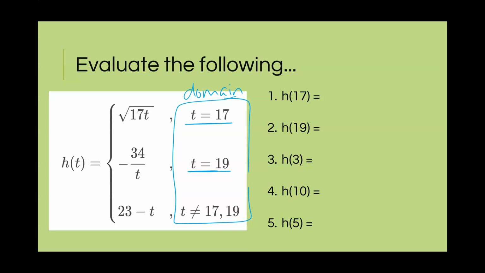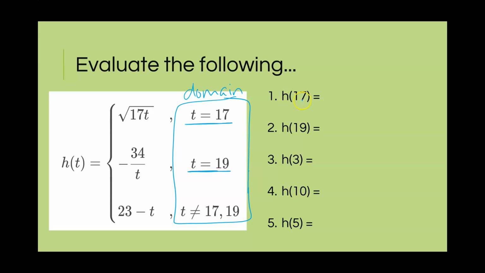Now the last one says that t cannot be 17 or 19. So that means that t can be any number in the universe but 17 and 19. Okay? That is what that means. You'll see a lot of this one on Delta Math if you're using Delta Math.